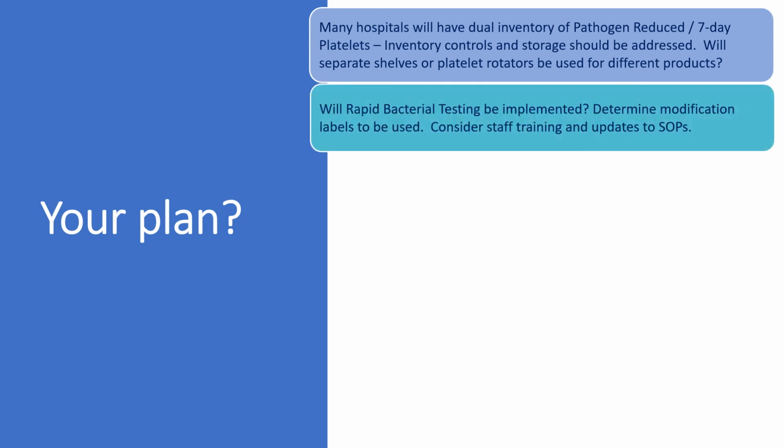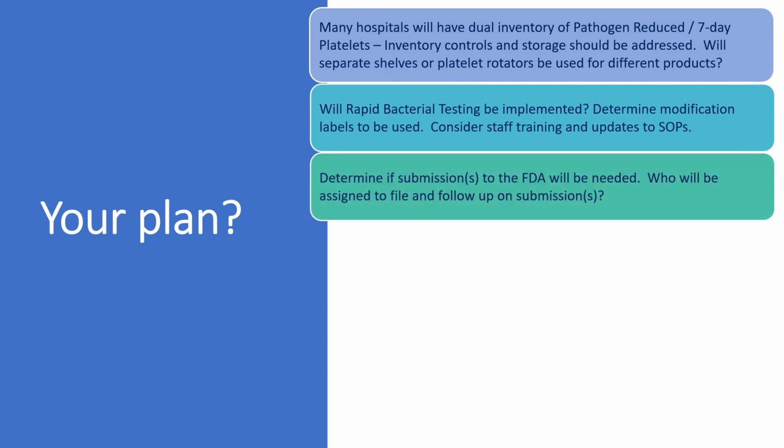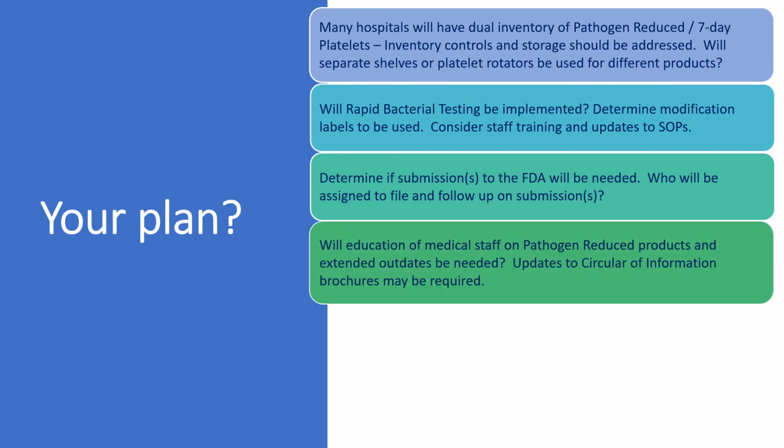Will rapid bacterial testing be implemented? Determine modification labels to be used. Consider staff training and updates to SOPs. Determine if submissions to the FDA will be needed. Who will be assigned to file and follow up on these submissions? Will education of medical staff and nursing on pathogen-reduced products and extended outdates be needed? Updates to your Circular of Information brochures may be required.